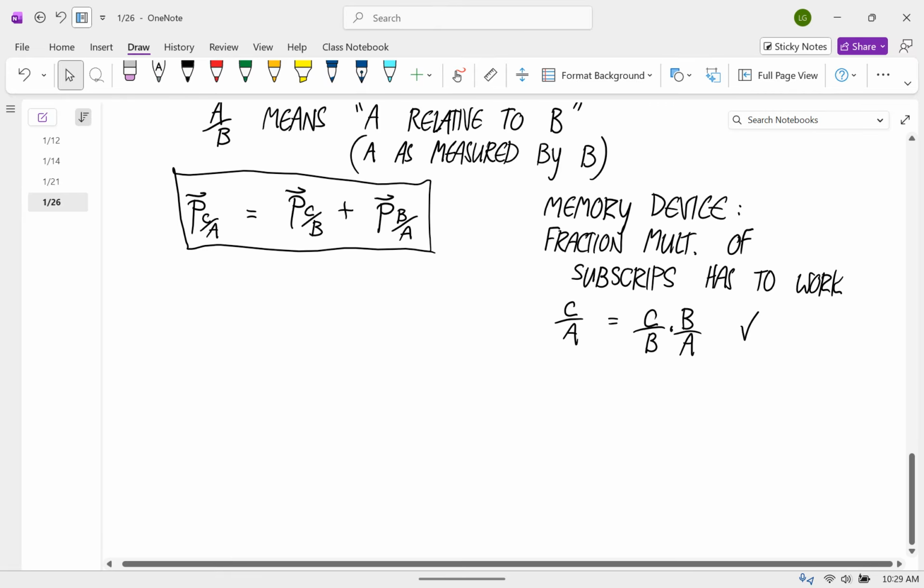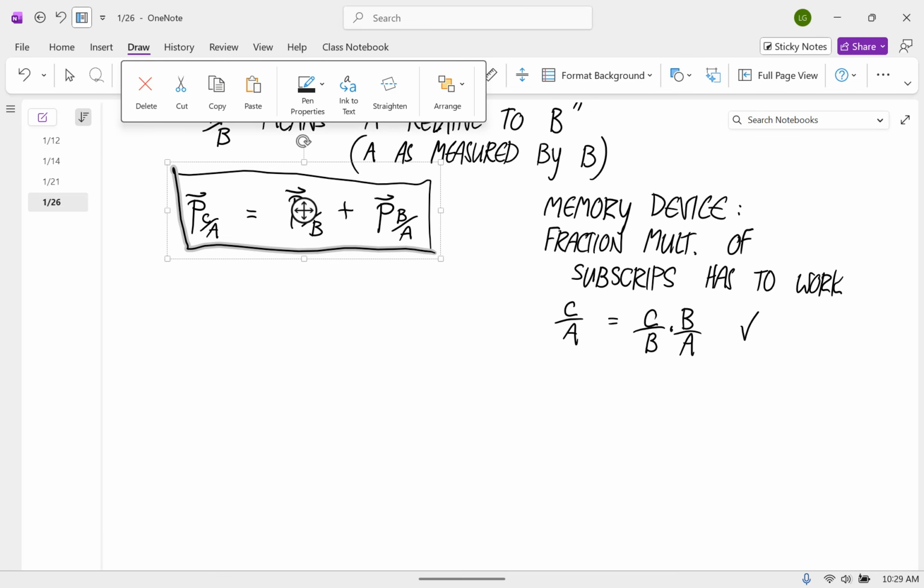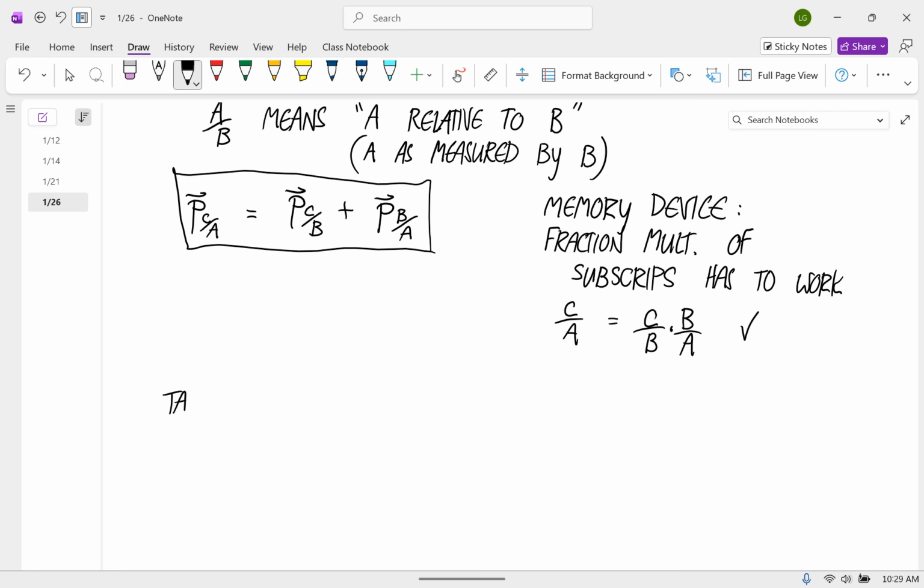And what about velocity and acceleration? So this is the equation that we're going to start with, and then take time derivatives of that equation.